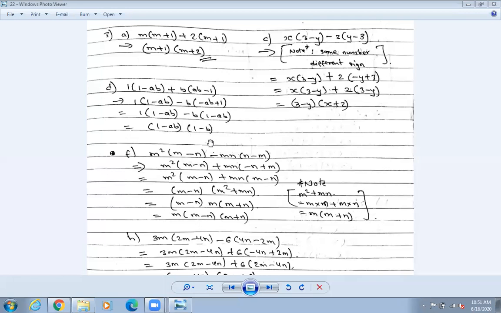Okay, so this is in which page number? 244.